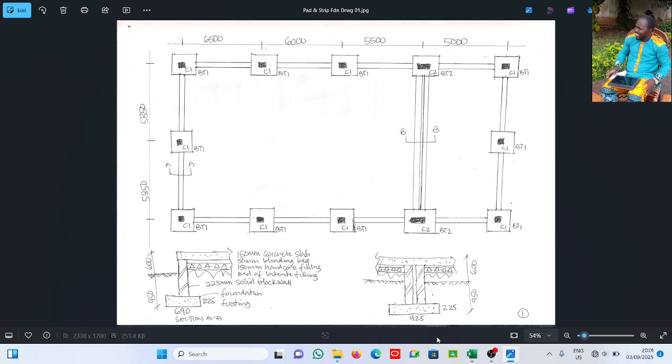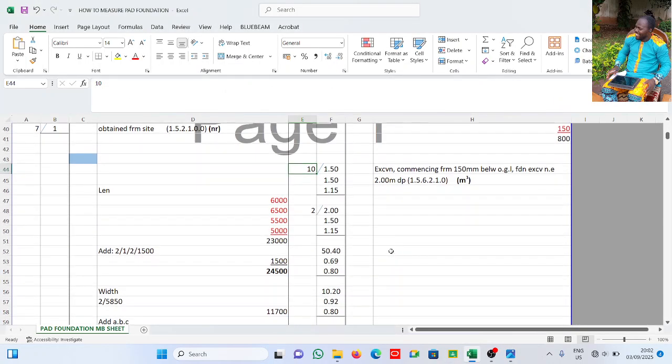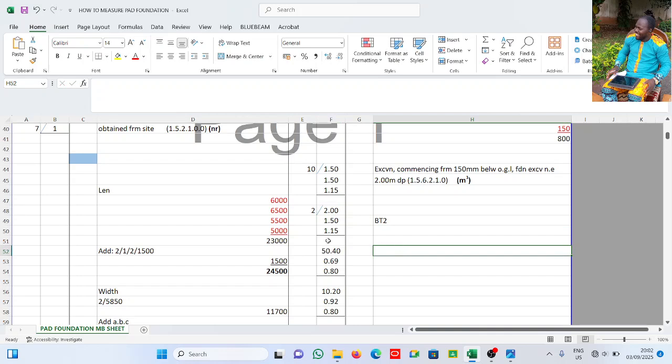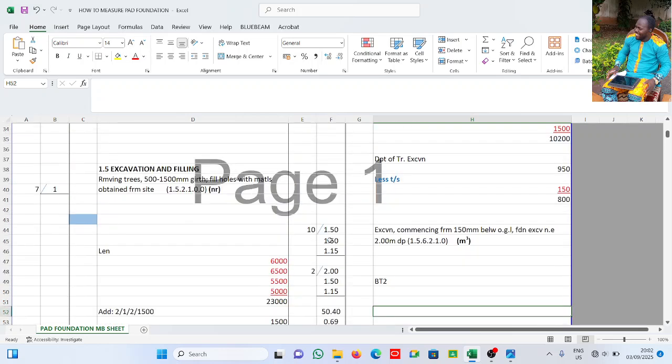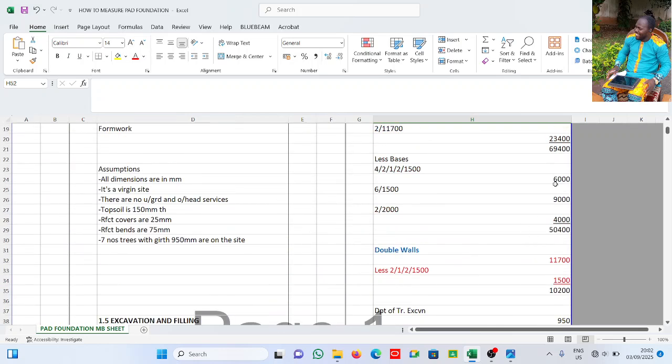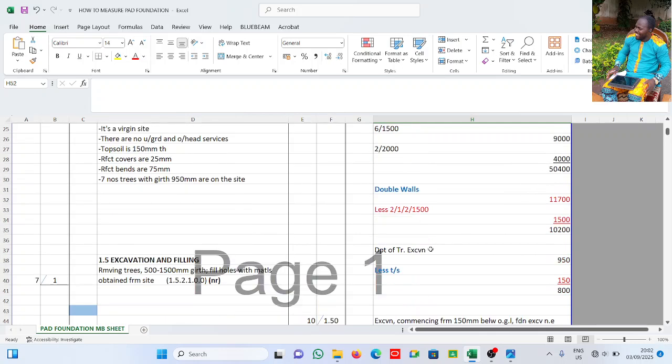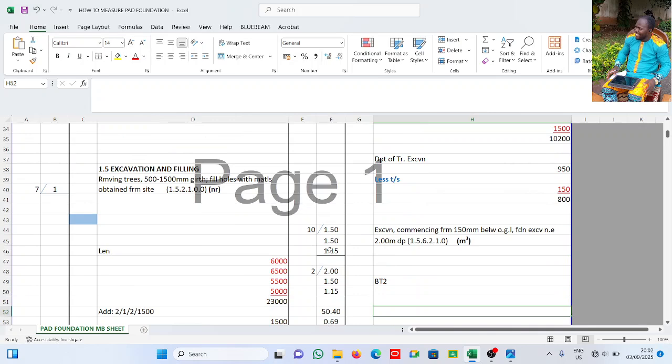Then the same thing goes for this other one. They are just two numbers, 2000 by 1500. Let me call this one here BT2. That gives me 2.00 by 1.5 by 1.15 by 2. Now you need to remember that the waste calculation should be in millimeters, while the dimension column should be in meters. You need to take note of that as a QS.